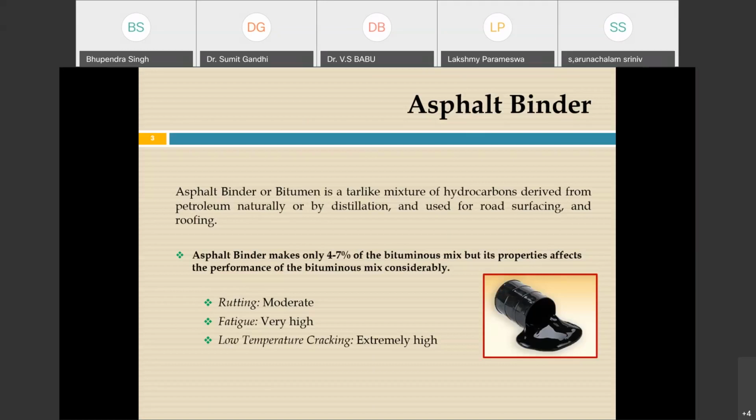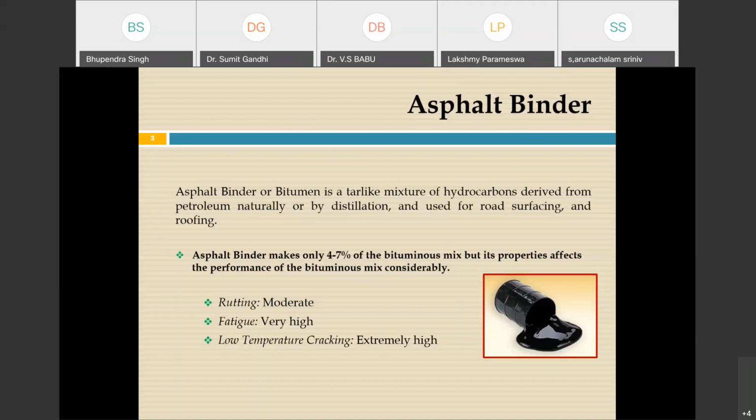Asphalt binder or bitumen is a tar-like mixture of hydrocarbons which is derived from petroleum. It can be derived naturally, or it can be derived by a manufacturing process, which is the fractional distillation of the crude oil. Most of the use of asphalt binder is in road construction, but asphalt binder or bitumen is a very good waterproofing agent also. So that is why it is used in roofing purposes also. In Western countries, asphalt shingles are used to line the roof, which makes them waterproof.